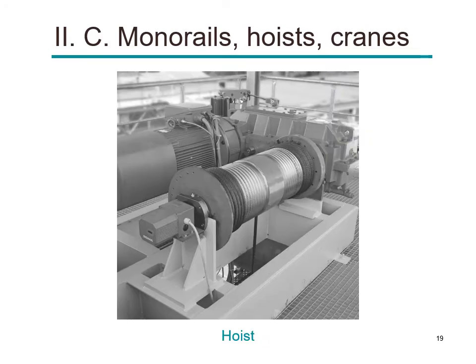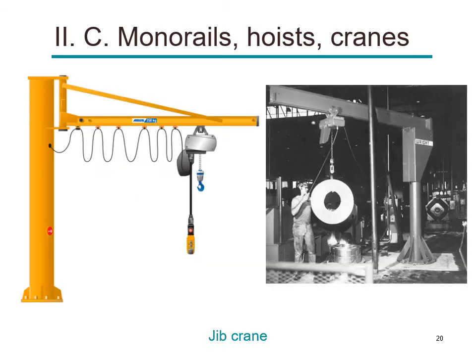This is an example of a hoist. It is the top of a hoist so that you can hook the load and it can carry the load up, and it can move along again also like monorails to move the load, not only for lifting but also for transferring the load. This is an example of a jeep crane.